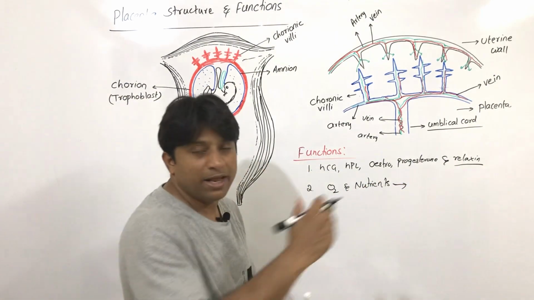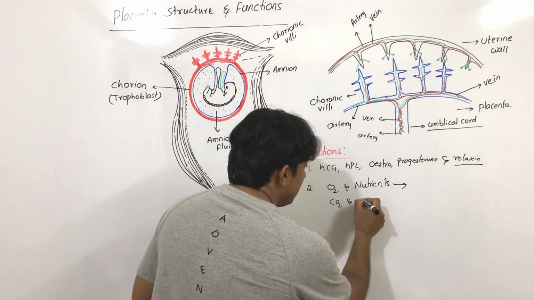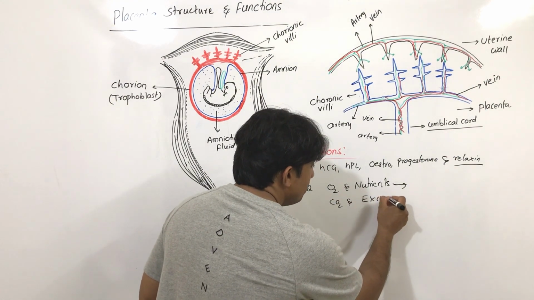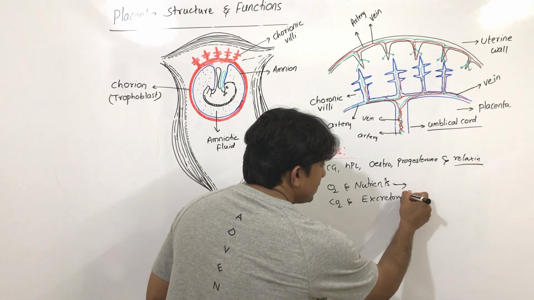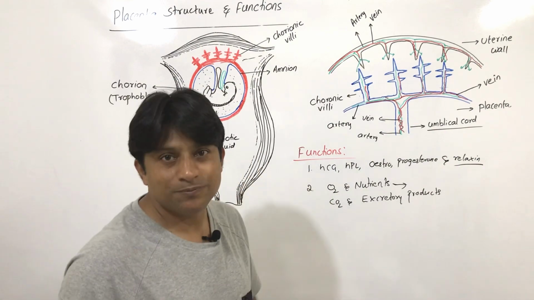Second, placenta provides oxygen and nutrients to the developing embryo. It also collects carbon dioxide and other excretory products that are formed by the embryo.